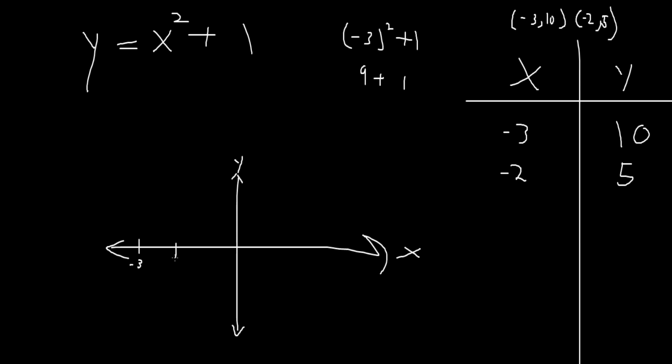So -3, -2. So we know that -3 is way up here at 10. So let's extend this a little bit and say that's 10. And then -2 is way down here. Let's say that's about 5. Okay. So then we plug in -1. Okay. So 1 times 1 is 1. 1 plus 1 is 2. So then we have -1 at 2.